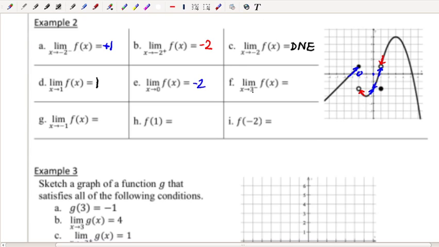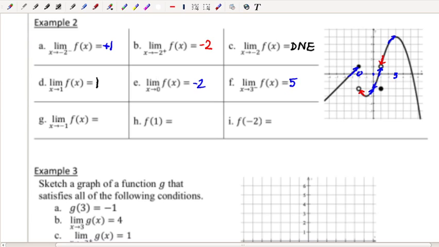Limit as x approaches 3 from the left side. So I'm going 1, 2, that's going to be here. This is x approaches 3. Again, coming in my function from the left side of 3, coming up towards the right, but from the left side, hits a y value of 5.